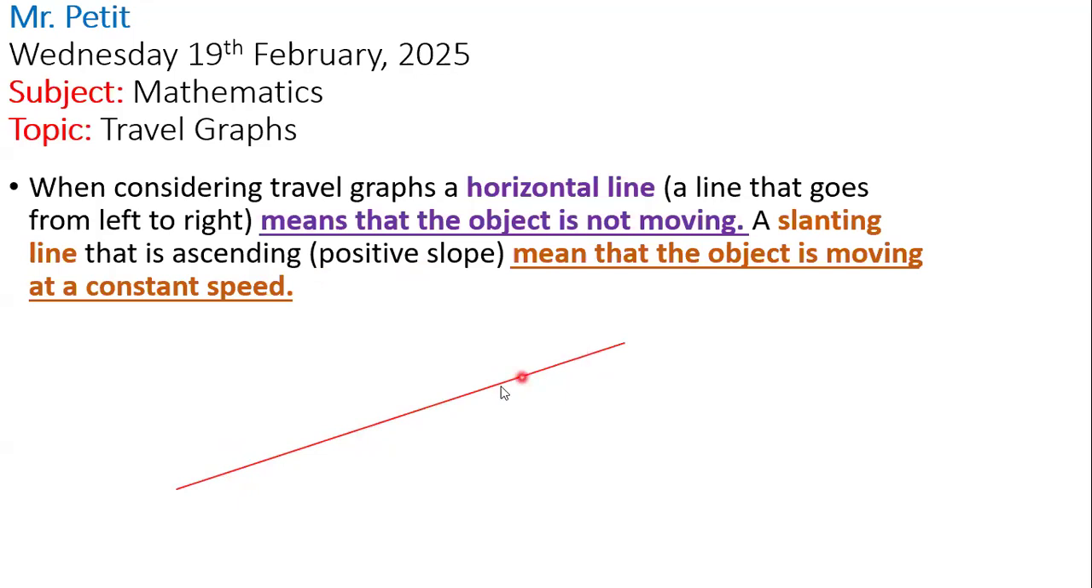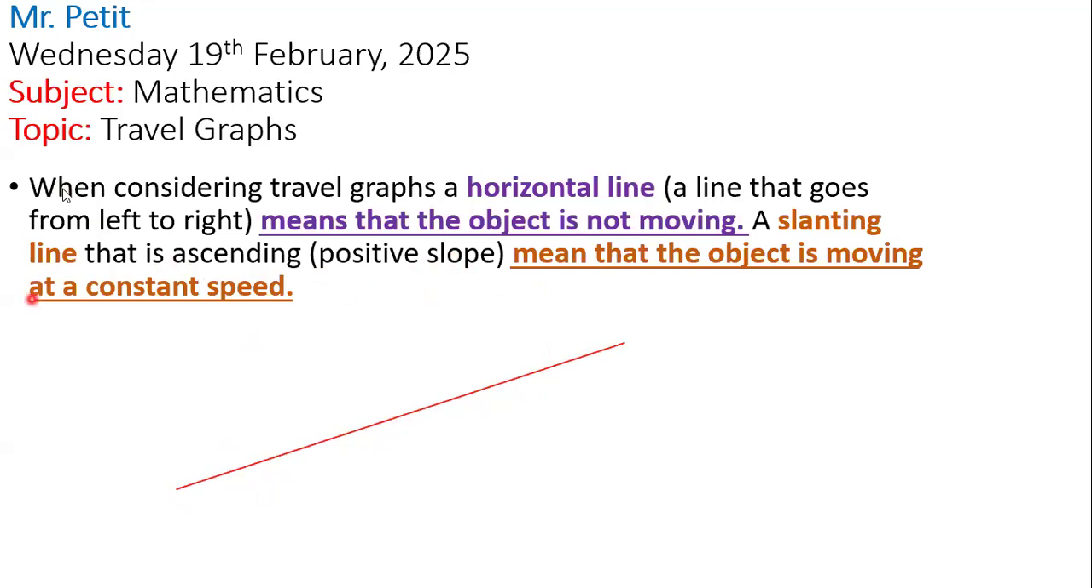So class, what do we mean when we have a slanting line for travel graphs? What does that mean? A slanting line. The object is moving at a constant speed. Very good. The line is ascending. As time increases, our distance is also increasing. We have a positive slope, which means that we have a constant speed.